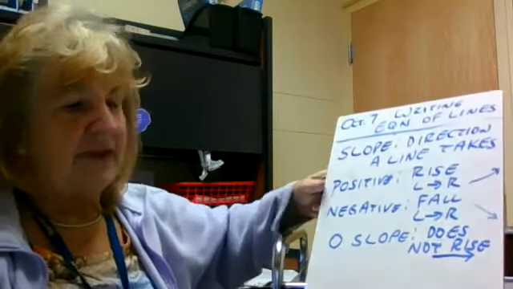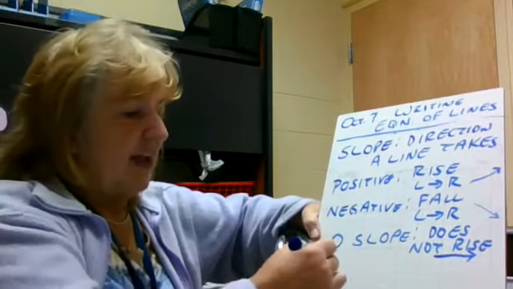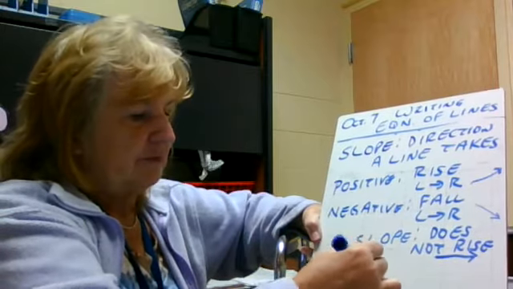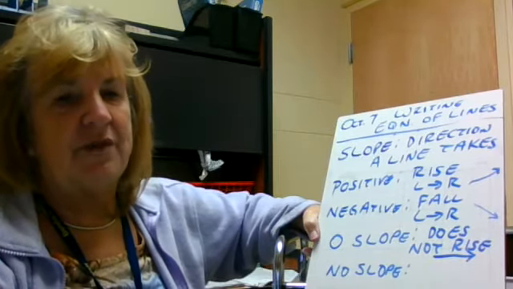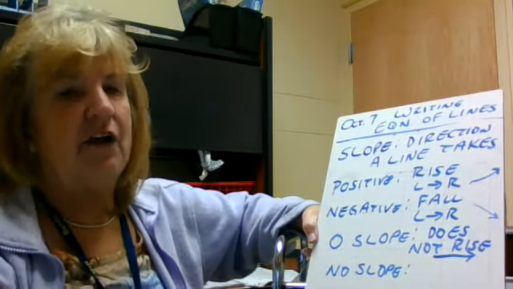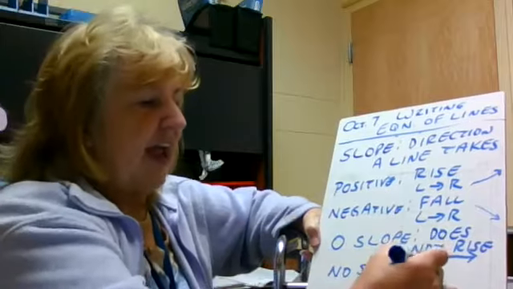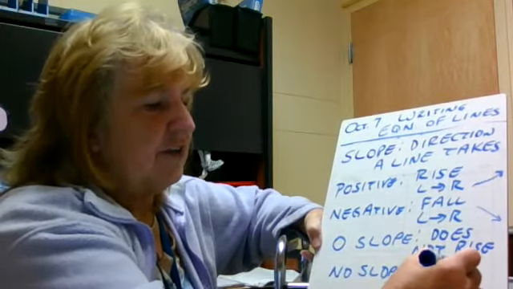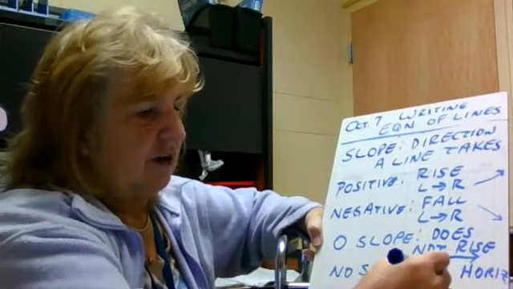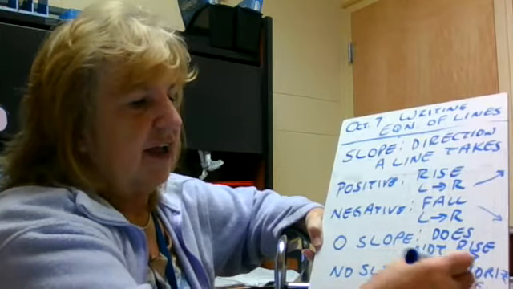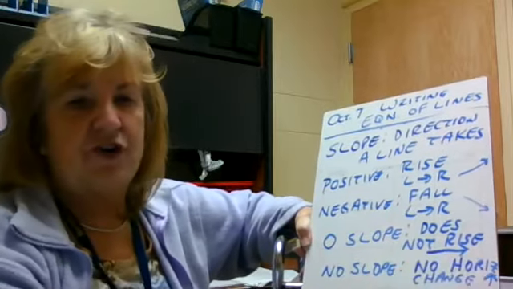Now, opposite of that, just like opposite of positive slope is negative slope, the opposite of zero slope is said to be no slope. And the same thing, if a zero slope does not rise, doesn't have any vertical change in it, something that has no slope has no horizontal change. And lines that have no horizontal change just go straight up.